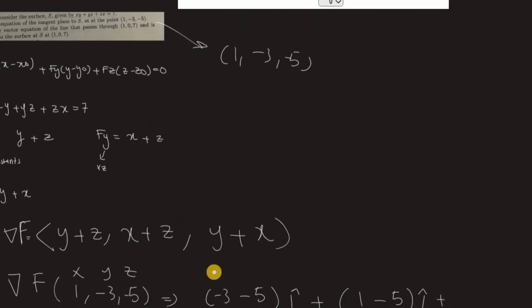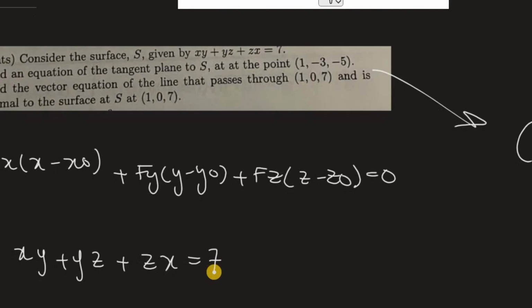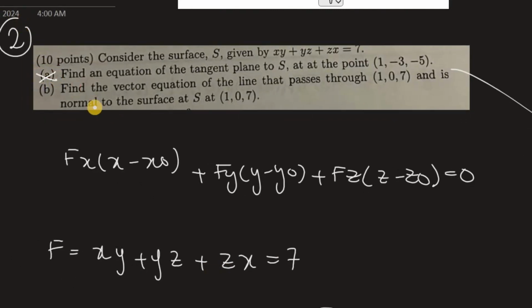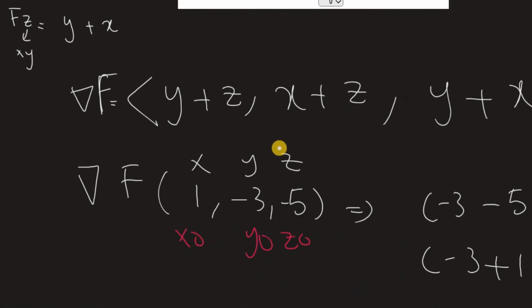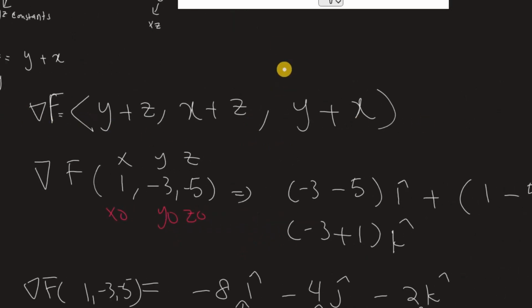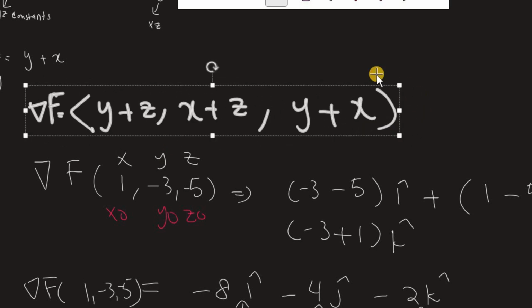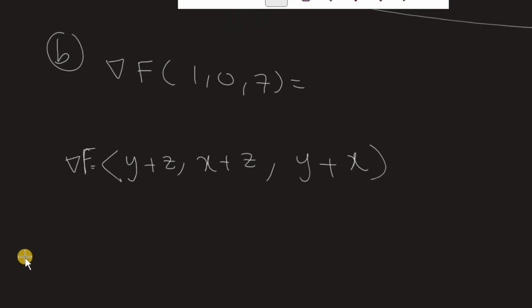Okay, next, what is the next problem now? So we just solved for this one. Let's go ahead and find the vector equation of the line that passes through this point and is normal to the surface. Okay, so to find the vector equation, first you need to evaluate the gradient at this given point 1, 0, 7. So we already have found the gradient, which is this. Okay, so I'm going to go ahead and copy this gradient that we found in part A. Okay, so I have it over here.